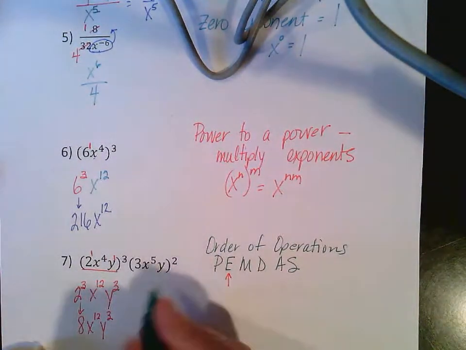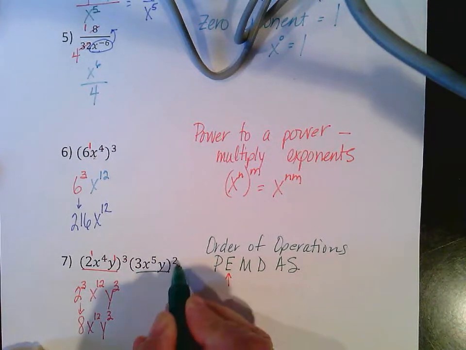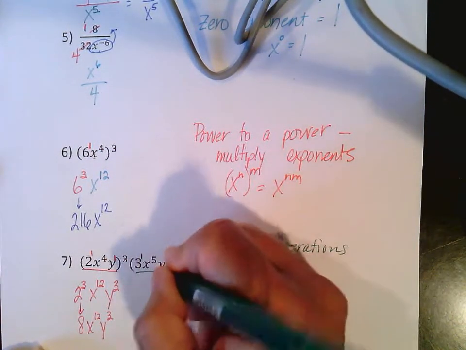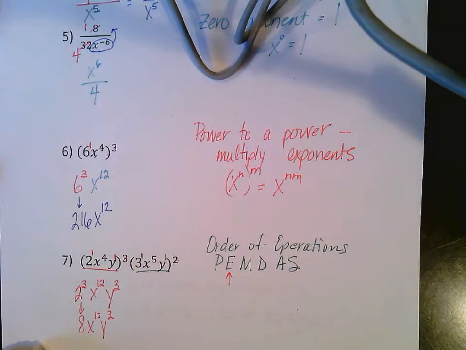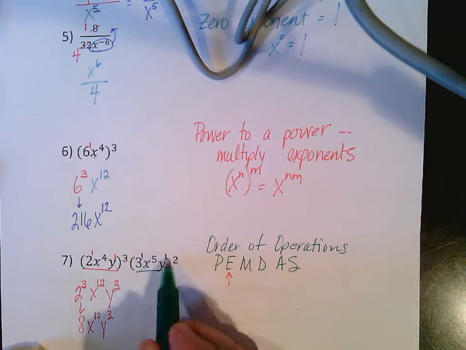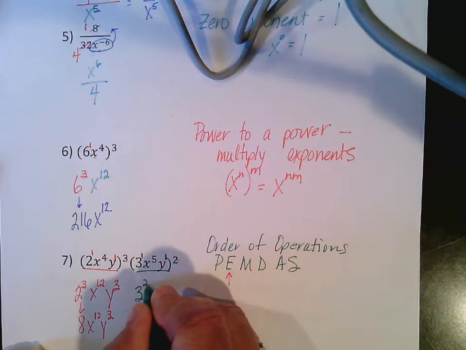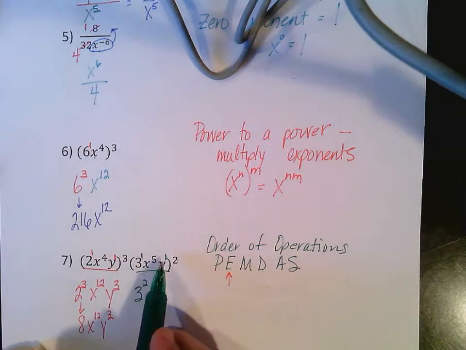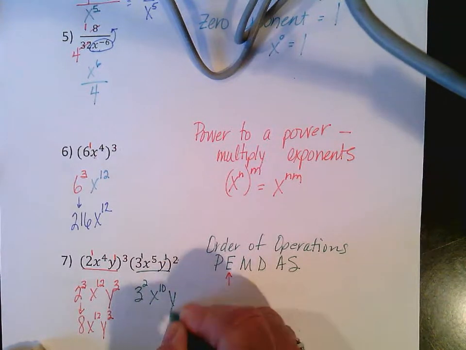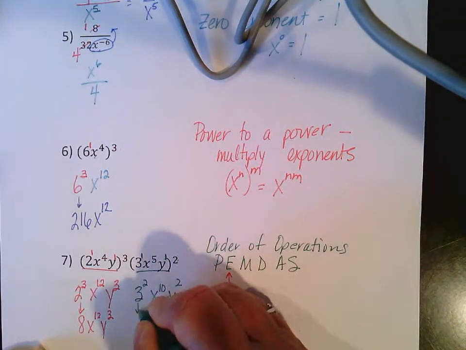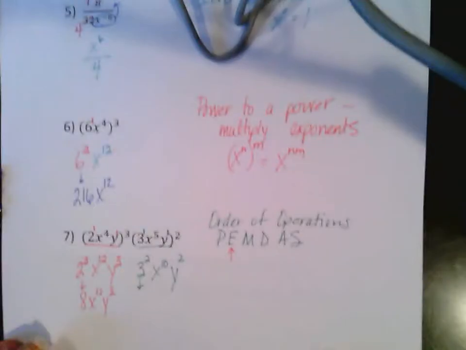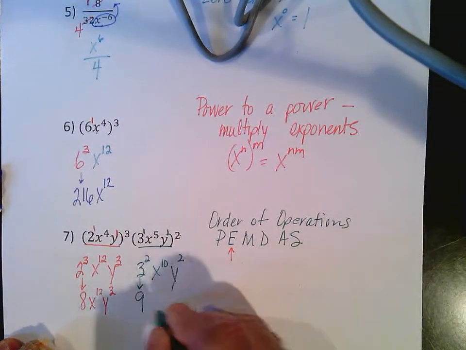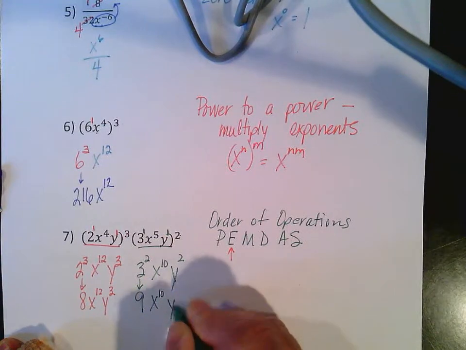For this term, everything inside this parentheses is being raised to the 2nd power. I'm going to put 1s on the ones that don't have exponents, just to remind me of what they are. And then each of these exponents gets raised to the 2nd, which means we're multiplying it. So 1 times 2 is 2, so this is 3 to the 2nd. X. 5 times 2 is 10, so it's x to the 10th. 1 times 2 is 2, so it's y to the 2nd. And on the coefficients only, we're going to go ahead and multiply that out. 3 squared is 3 times 3, which is 9. X to the 10th, y to the 2nd.